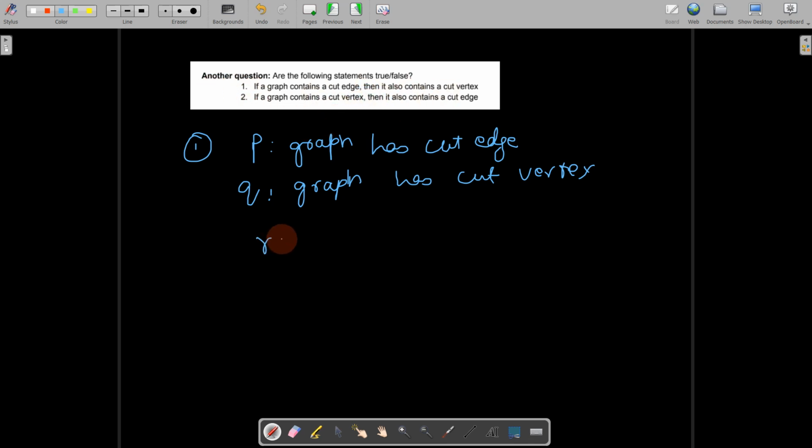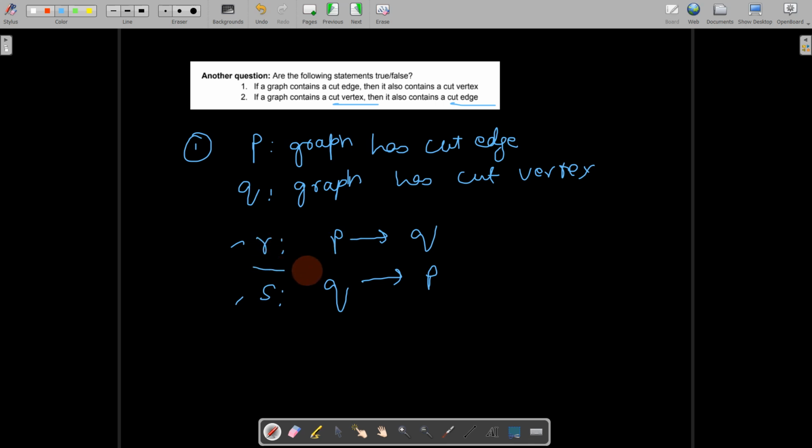We can write it as R, representing that if this happens then this happens. That means it's an implication. P implies Q. Cut edge implies cut vertex. And S, the second statement, is cut vertex implies cut edge. So Q implies P. We have to tell whether R and S are true or false.